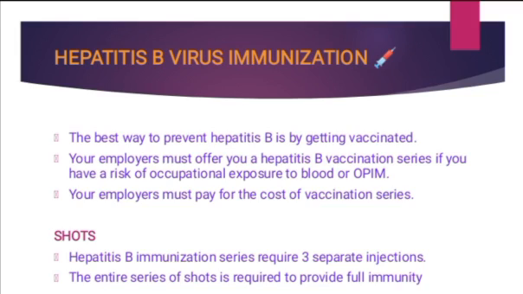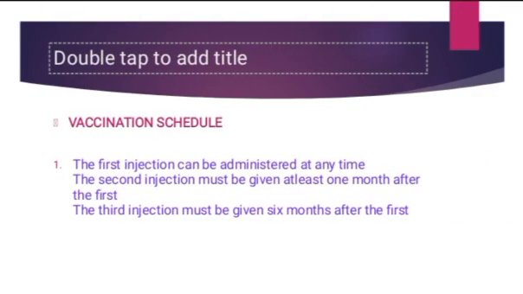Then the shots: hepatitis B requires three separate injections to provide full immunity. And so the vaccination schedule. The first injection can be administered at any time. Then the second one should be given at least one month after the first injection has been taken. And then the third and final injection should be given six months after the first injection.